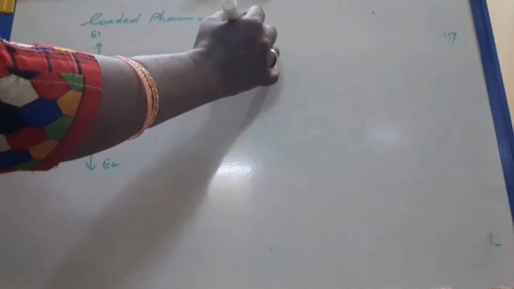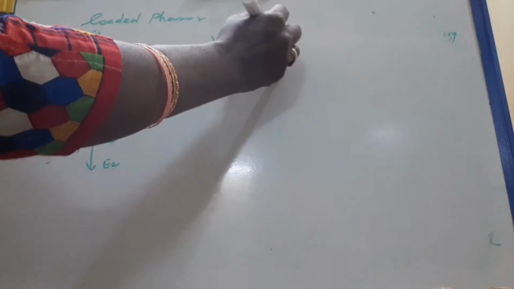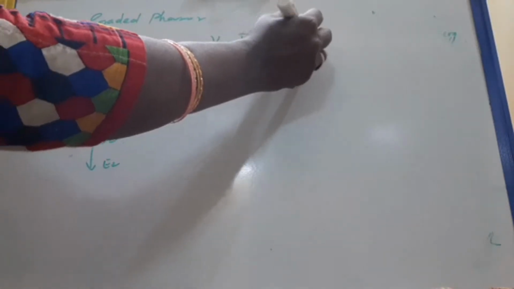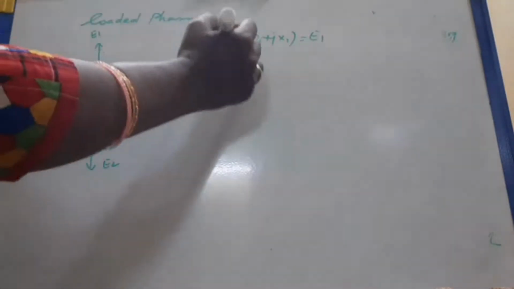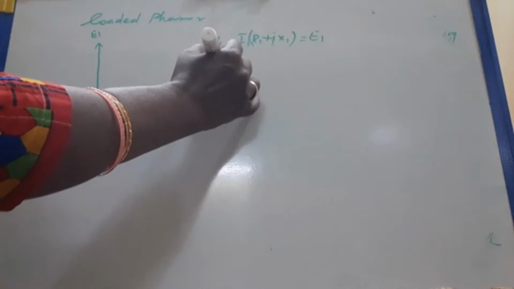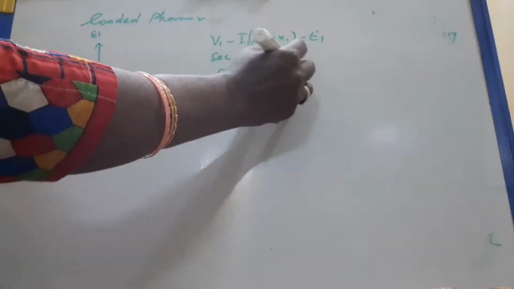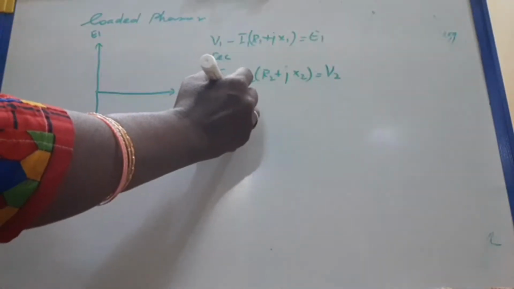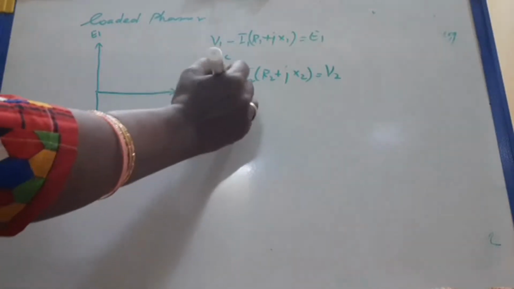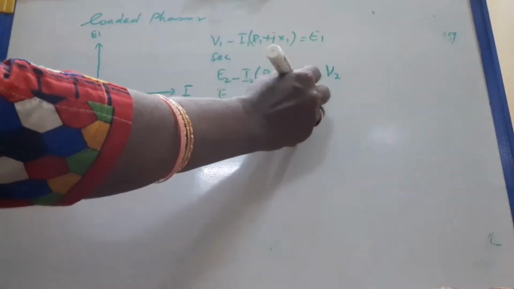V1 is the supply voltage, the drop in the resistance is I1 R1, and the drop in the reactance is J into X1. Supply voltage minus drop is equal to the induced EMF in the primary, E1. Similarly, in the secondary side, EMF is induced first and the drop occurs, I2 into R2 plus JX2, so E2 equals V2 plus I2 into R2 plus J into X2.